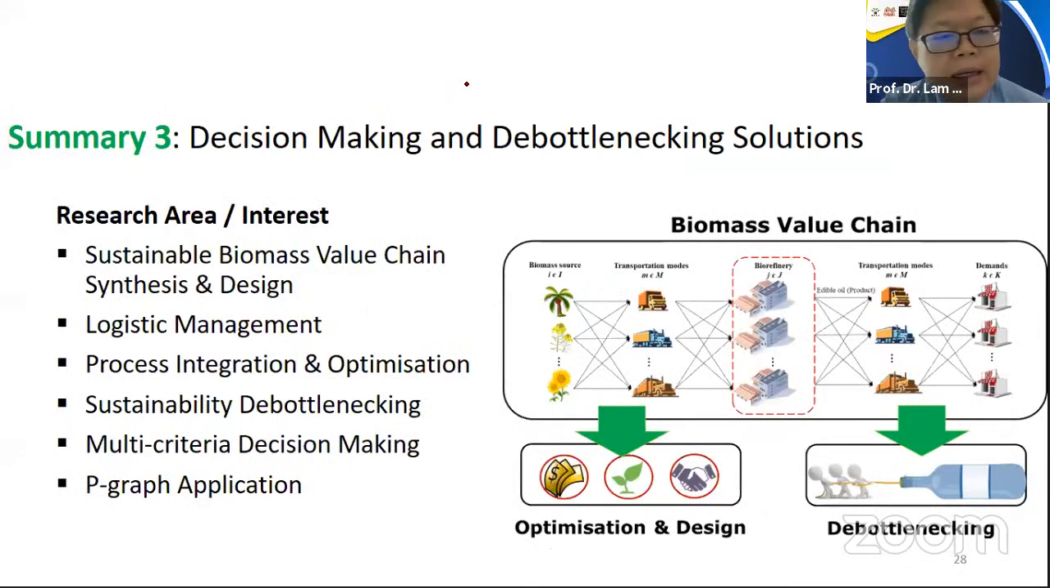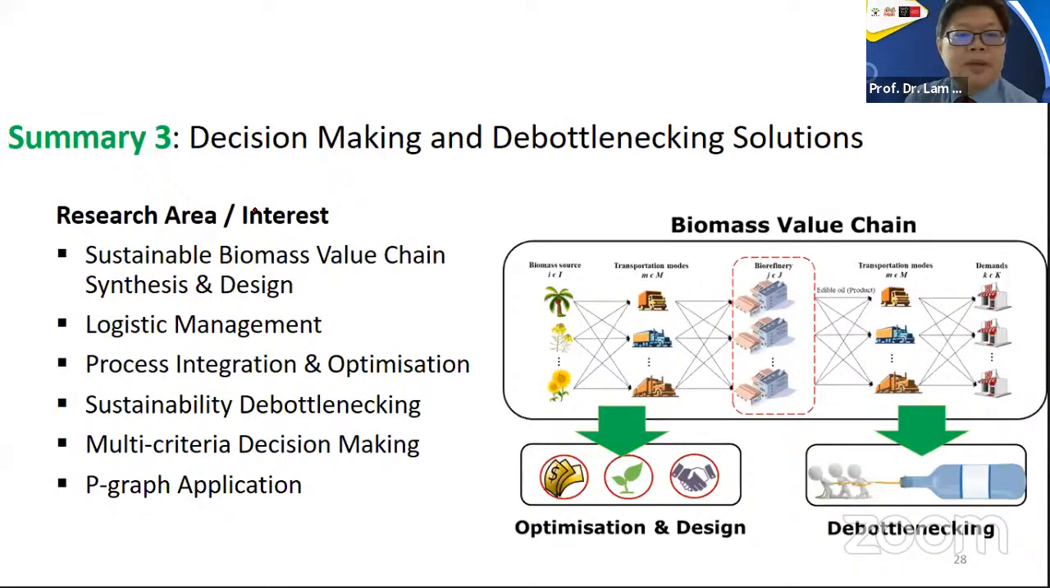So my last summary point is, when we have a supply chain with those decision making characteristics, we can do a lot of things. For example, we can apply this into logistic management. We can apply this into process integration and optimizations. We can do debottlenecking. That means from the original factory, after our analysis, we can propose to the boss, if you want to extend your factory, you can do this, because this can bring extra social index, extra economic index, and extra environmental index, not only to you, but to the whole nation.